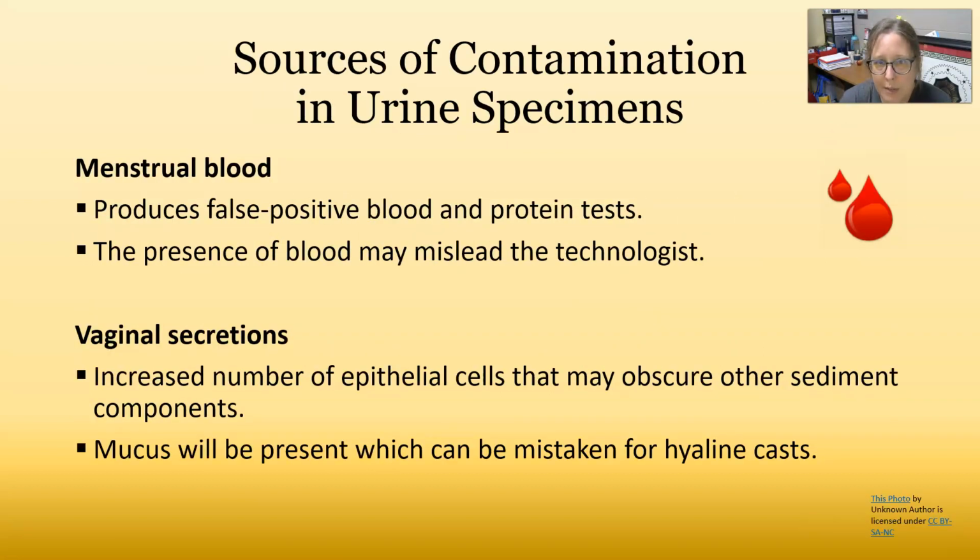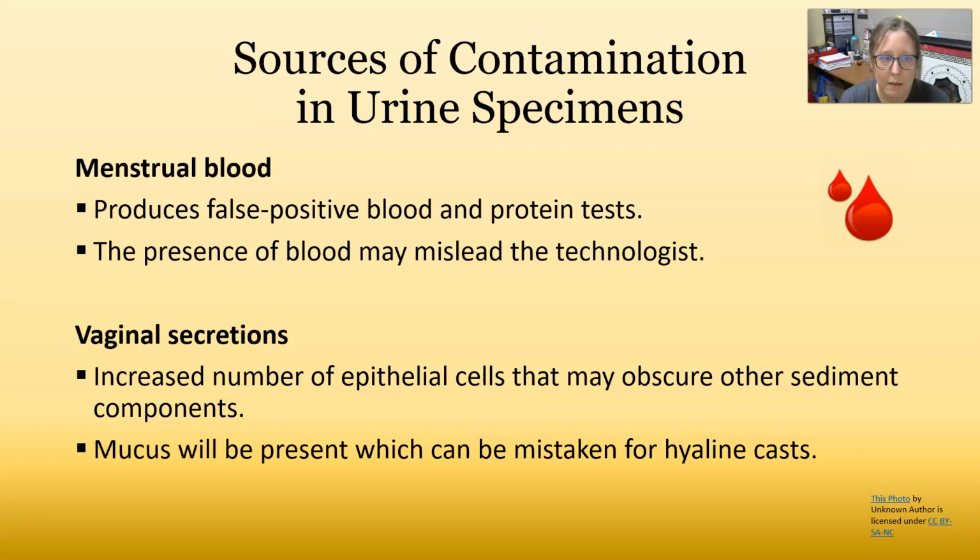So what are the sources of contamination in urine specimens? Menstrual blood can produce a false positive for the blood and protein tests, of course, and the presence of blood could mislead the tech into thinking there's something more going on other than simply a normal period. Vaginal secretions could cause an increased number of epithelial cells, and that could obscure other sediment components such as bacteria. The mucus from vaginal secretions could be mistaken for hyaline casts.